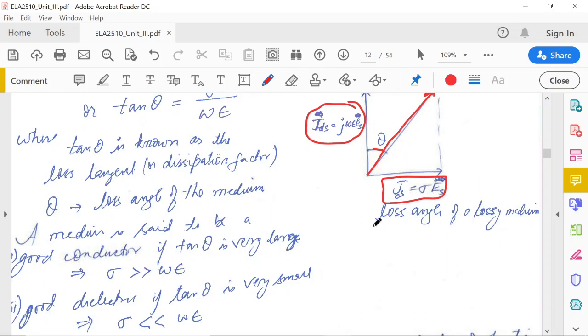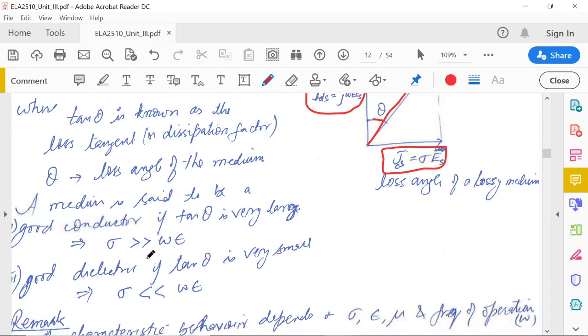The conductivity is high. So this is a case when sigma is much greater than omega epsilon. Much greater than, it at least should be 10 times of this one. Then theta will be very high, and then you can say it is a good conductor. Or we can say sigma over this one should be much greater than 1. Then it will be called a good conductor.